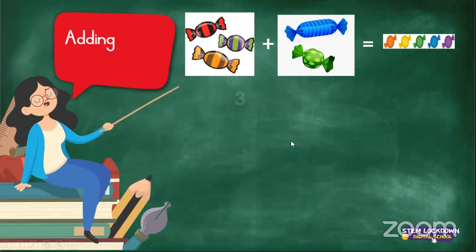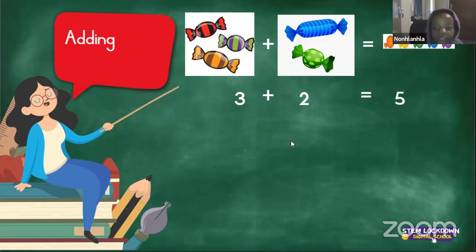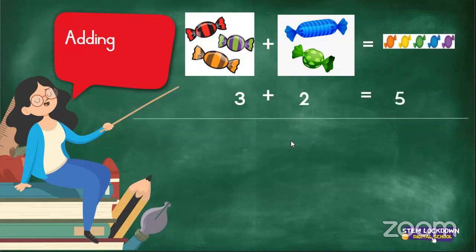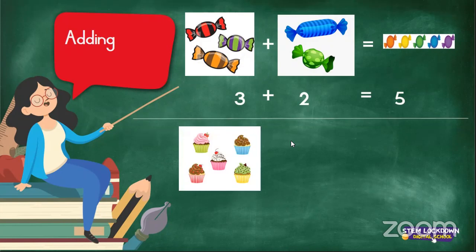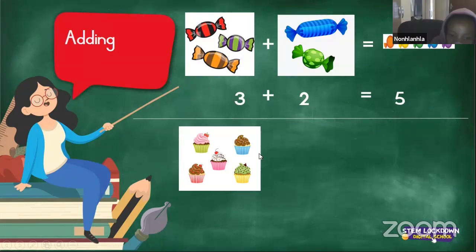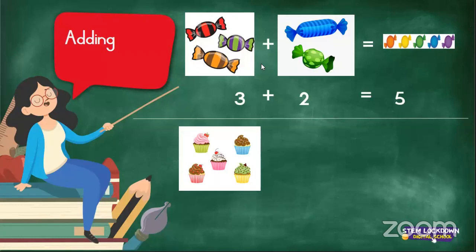Now let's have a look at writing the math sum. To write the math sum, you say 3 plus 2. Good. Equals 5. Very good. Now let's have a look at yummy cupcakes. How many cupcakes do you see on the screen? This one, and this one. How many cupcakes do you see on the screen? Raise your hand if you know.